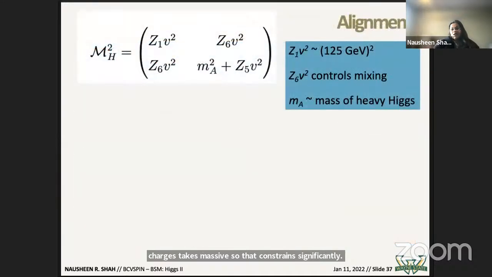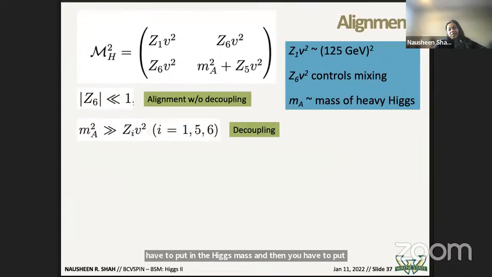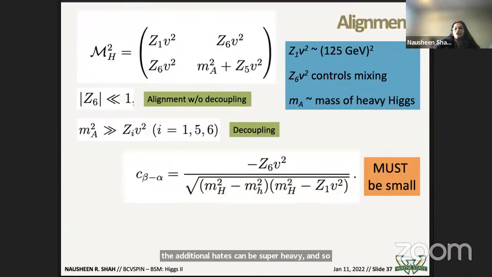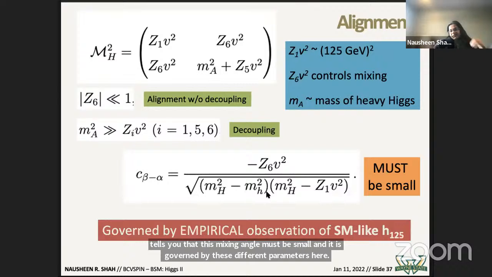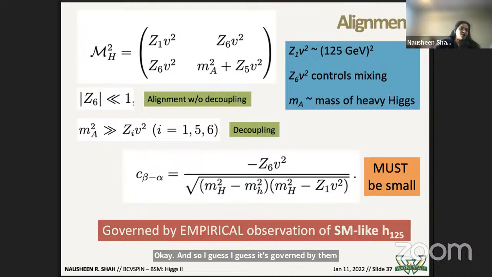And in particular, like I said, you have to put in the Higgs mass, and then you have to put in that it has to be alignment, right? So it tells you certain things have to be either really small or certain things can be really big, right? The additional Higgs can be super heavy. And so that tells you that this mixing angle must be small and it is governed by these different parameters here, okay? And so, like I said, it's governed by the empirical observations of your standard model like H125.